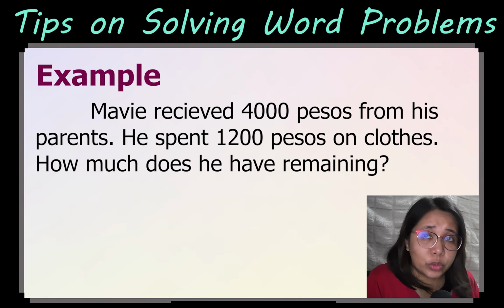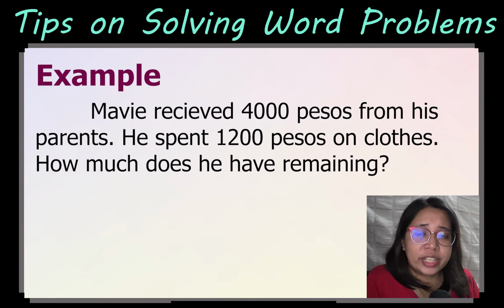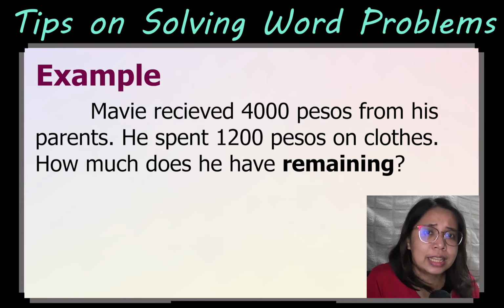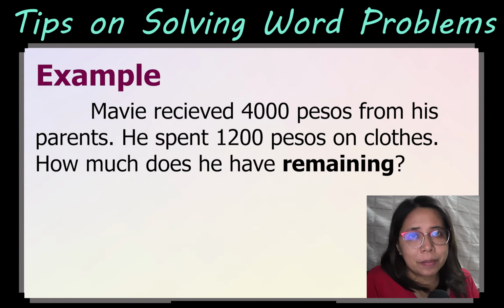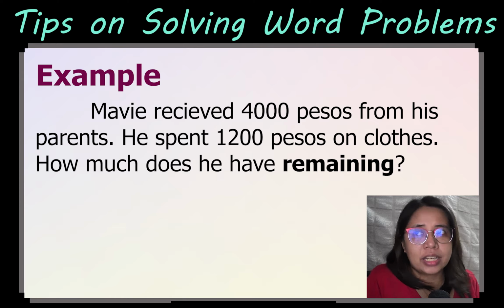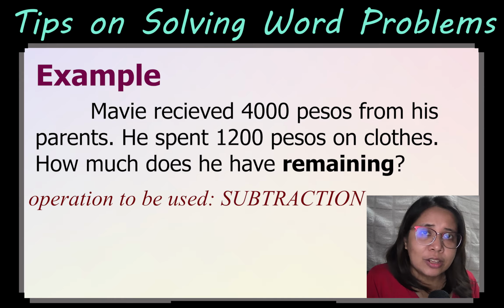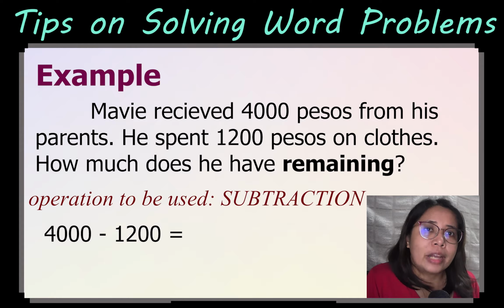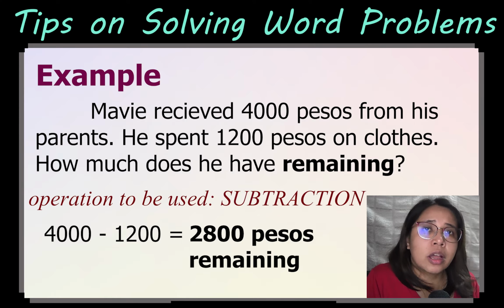So, dito, ang keyword naman natin ay ang word na remaining. At pag binasa at inintindi natin yung problem, ang hinahanap lang ay yung natirang pera ni Mavi after niya bumili ng mga damit. Okay, so, ang ating operation na gagamitin ay subtraction. Okay, so ang solution natin ay 4,000 minus 1,200. And that is equal to 2,800. So, Mavi has remaining 2,800 pesos.